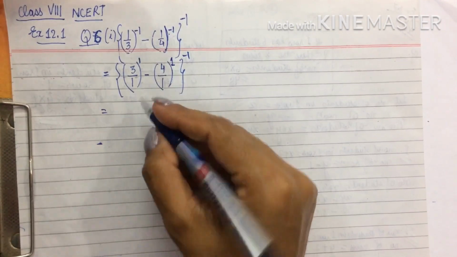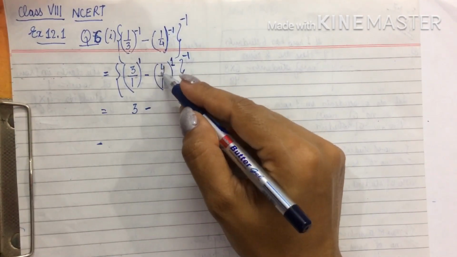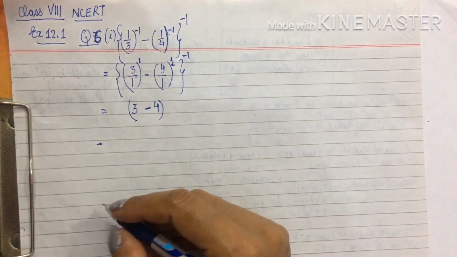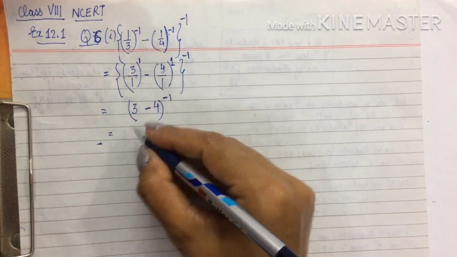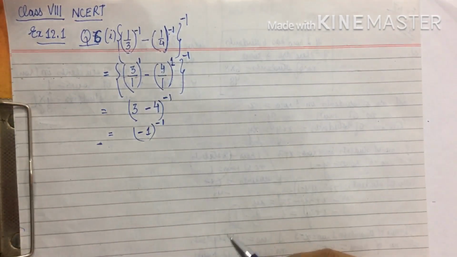Let's work on these round brackets. Anything raised to the power 1 is the same. 3 raised to the power 1 stays 3, and 4 raised to the power 1 stays 4. The whole of this expression is raised to the power minus 1. So the answer from this bracket comes out to be minus 1, and this is raised to the power minus 1.